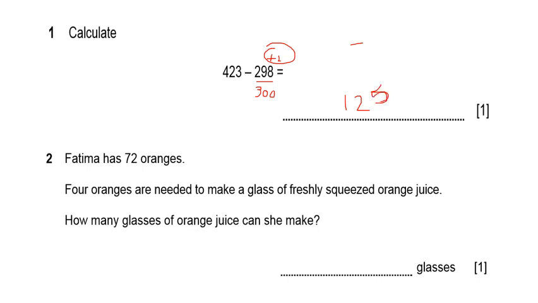Second question, Fatima has 72 oranges. 4 oranges are necessary to make 1 glass of orange juice. How many glasses of orange juice can she make? So we simply divide 72 by 4, and this gives us the answer, which is 18.